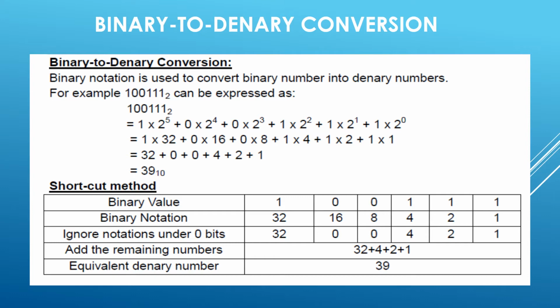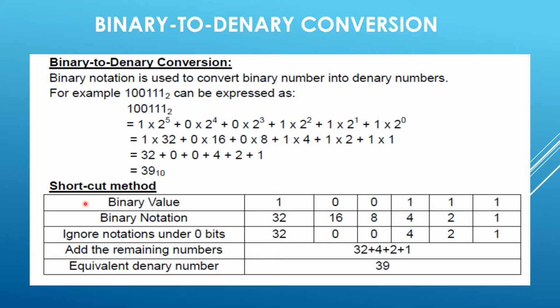To convert a binary number into an equivalent denary number, we will be using binary notation or the expansion method. For example, we have a binary number 1001111. We will multiply each bit of this number with its binary notation. We'll add all of them together to get an equivalent denary number.